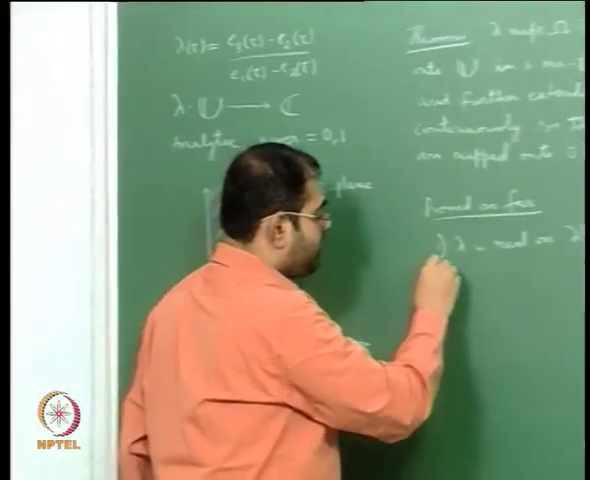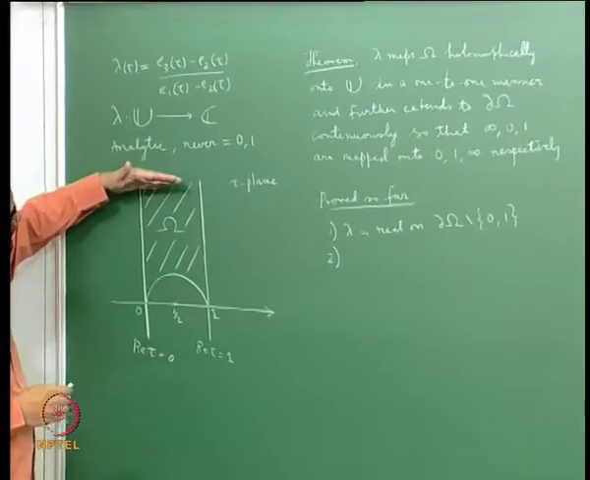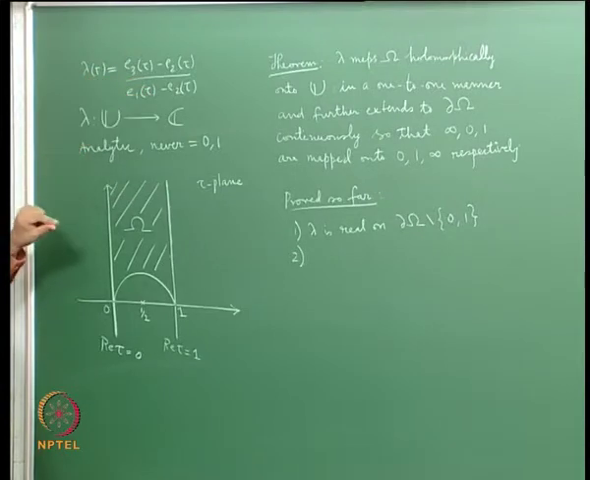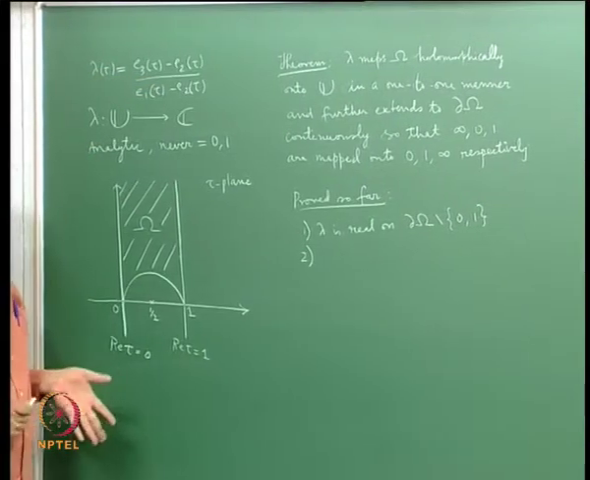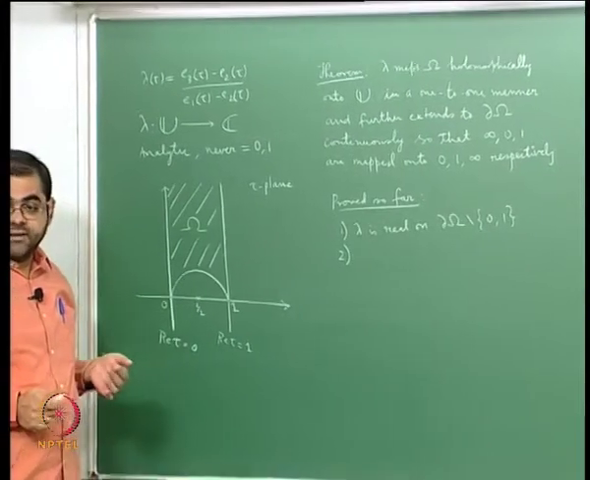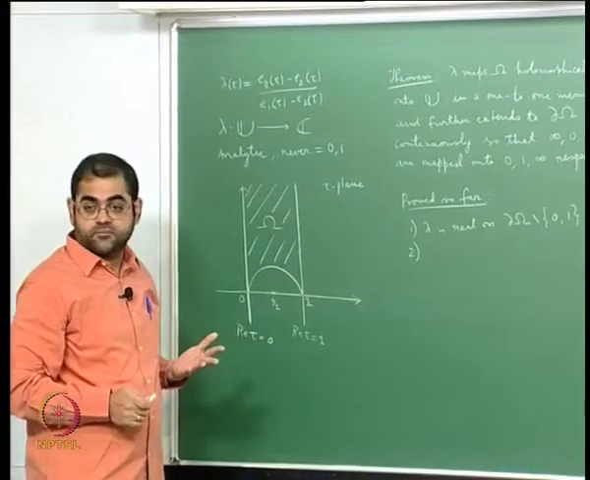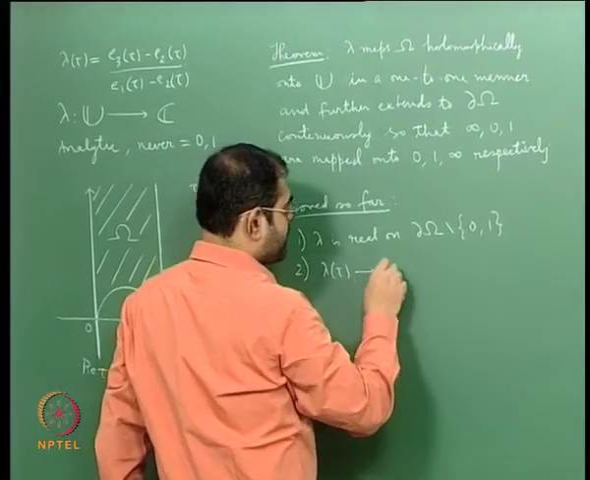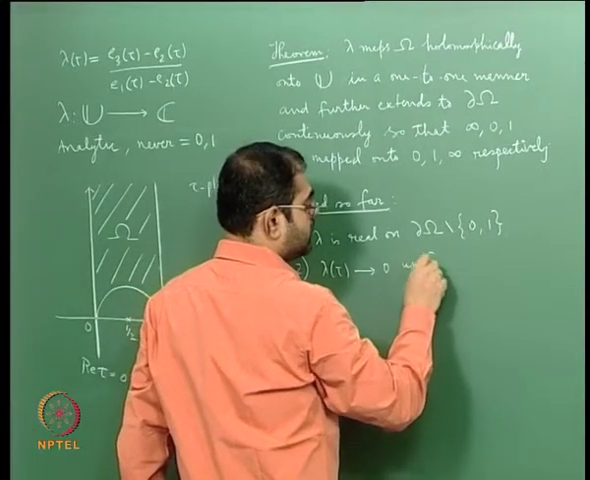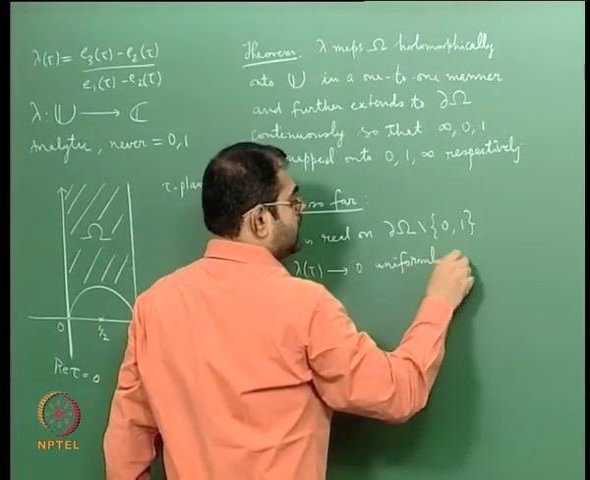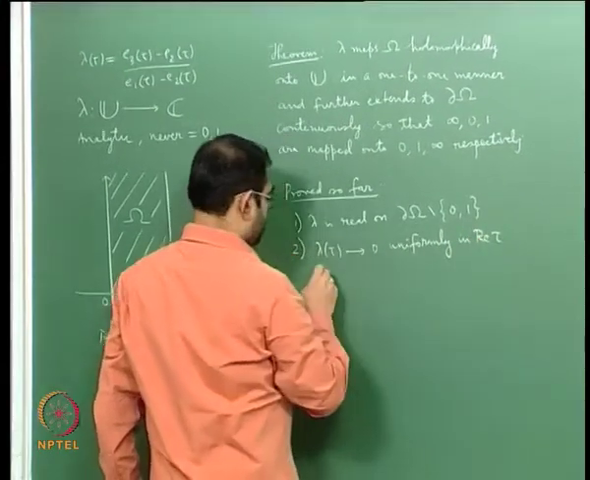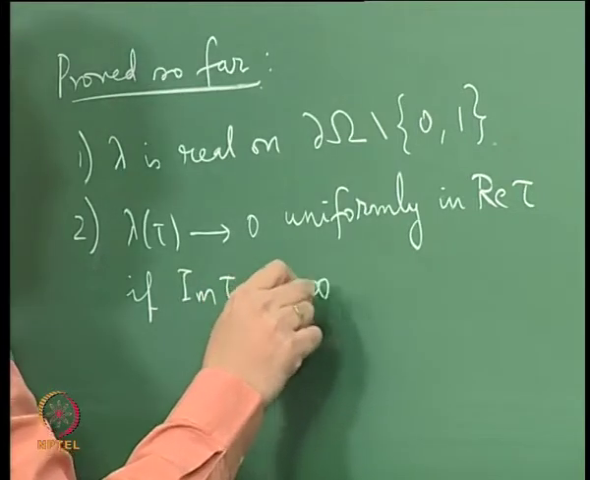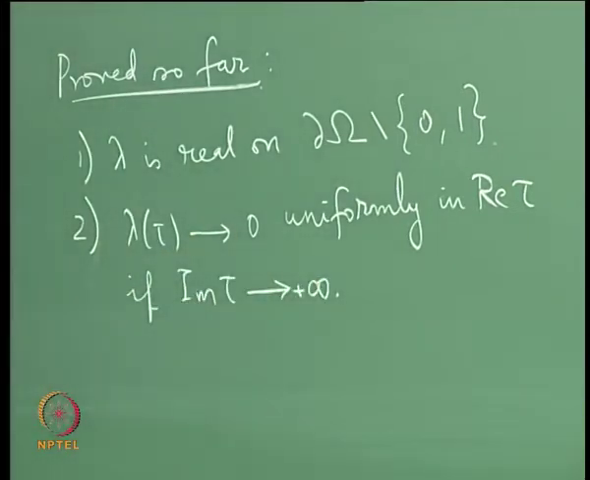So the second thing that we proved is that as the imaginary part of tau goes to plus infinity, lambda of tau dies down to 0 in a way that is uniform with respect to the real part of tau. So let me write that down. Lambda of tau tends to 0 uniformly in the real part of tau if the imaginary part of tau goes to infinity.